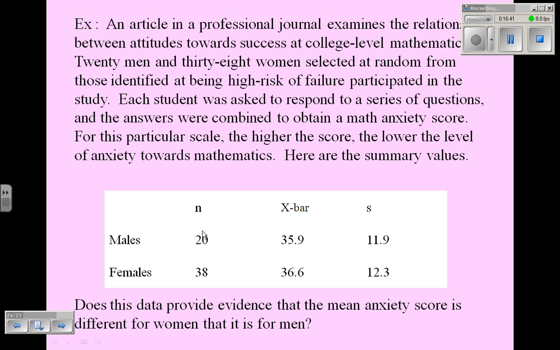All right, here's an example that I would like for you to do. Again, this is in your note packet. Press pause, see if you can figure out how to do this, and then we'll talk about it tomorrow when you're ready. Press play, and we'll finish this up. We're almost done.